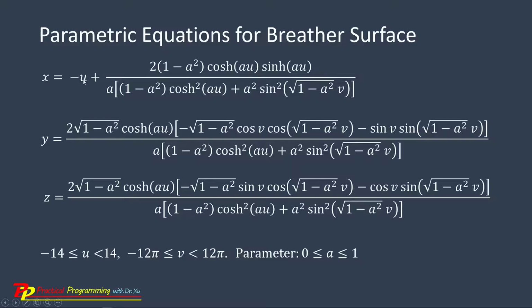You can see here u and v are parameters. Here x, y, and z can be expressed in terms of u and v. This equation also contains a constant a. The a can take a value in the range from 0 to 1. Here u is in the range of -14 to 14, and v can take values from -12 pi to 12 pi. You can see these parametric equations are very complicated.